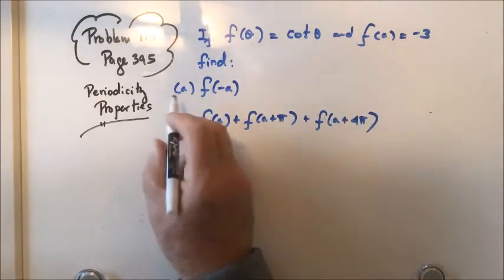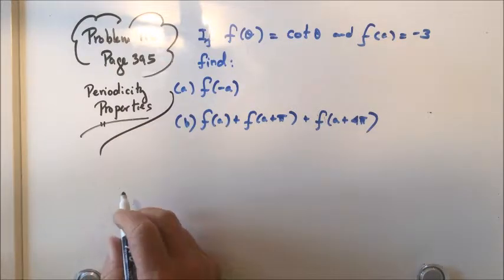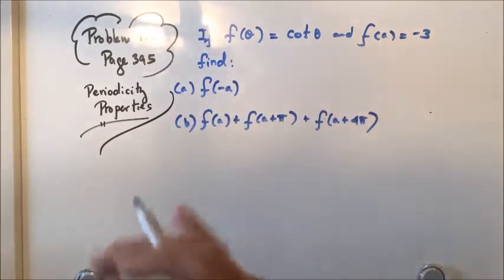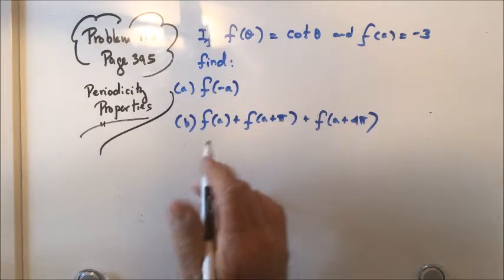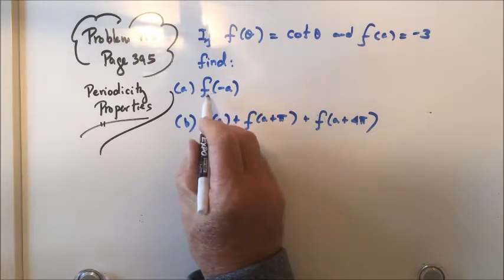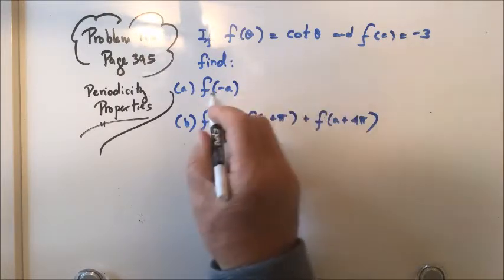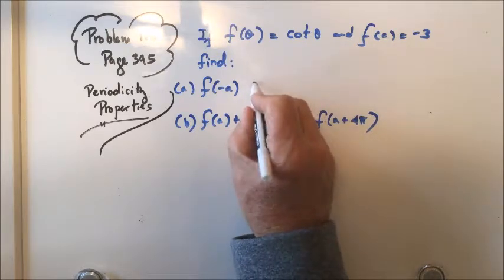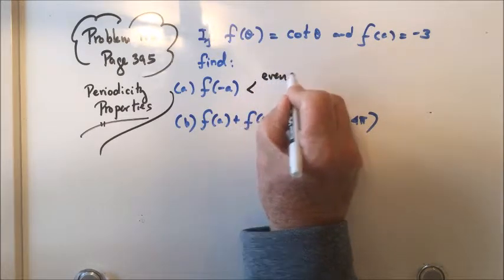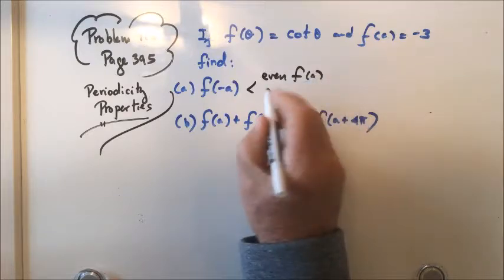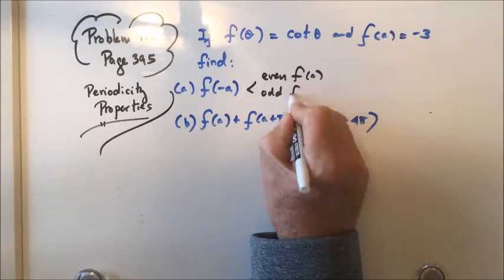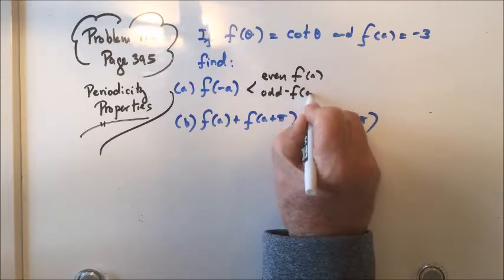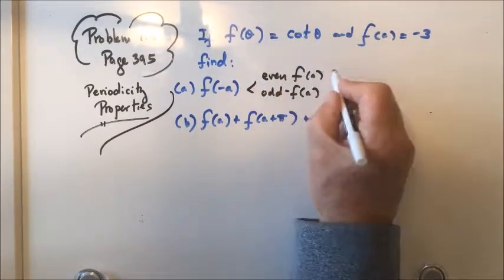So if I take this first problem right now, you can recognize this as an even-odd question, right? It's asking, is cotangent even or odd? Because the answer, if even, is going to be f of minus a is equal to f of a. If odd, f of minus a is going to be minus f of a. That's the definition, okay? So which is it?